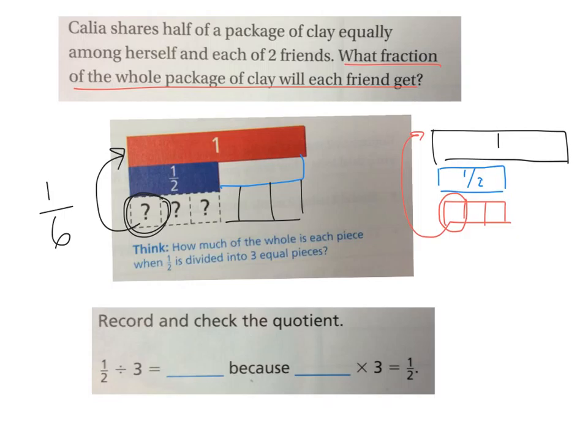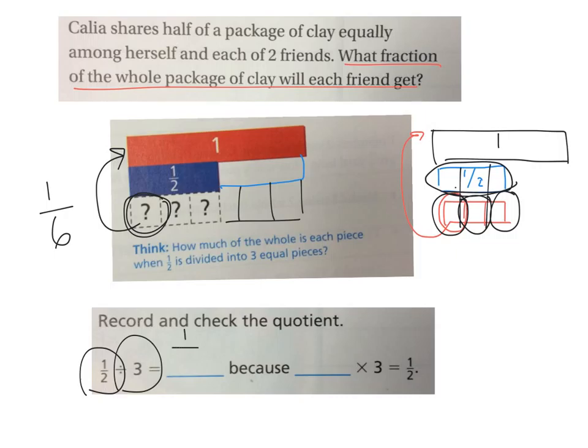Zara? Will each friend get 2/6 or 1/6? Because remember, they're sharing this one half of the package, and they divided it into 3 chunks. And Kayla gets 1, you can have 1, and I can have 1. So how much does each friend get? 1/6 of the whole package. Half of the package, and we're dividing it equally amongst how many people? 3. So we're doing 1/2 divided by 3 equals 1/6.